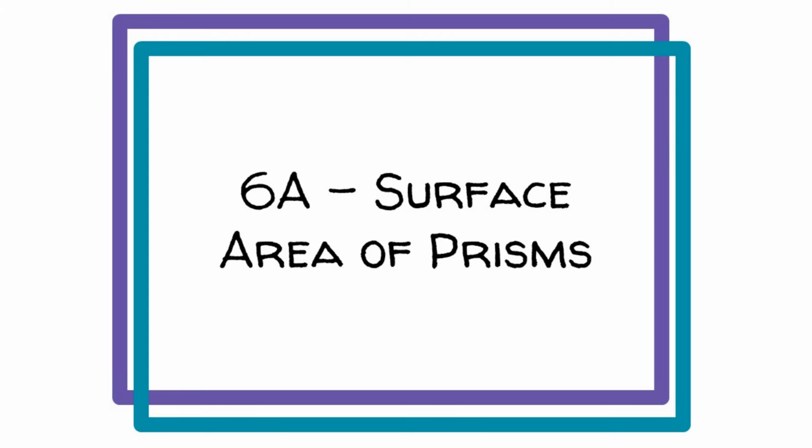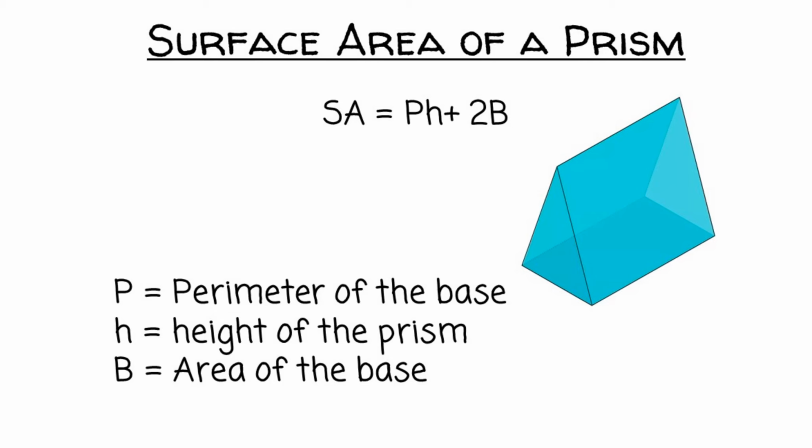We're going to be finding the surface area of prisms. Okay, so here's your basic formula. We know surface area is equal to P times H plus 2B. That means the perimeter of the base times the height of the prism plus 2 times the area of the base.